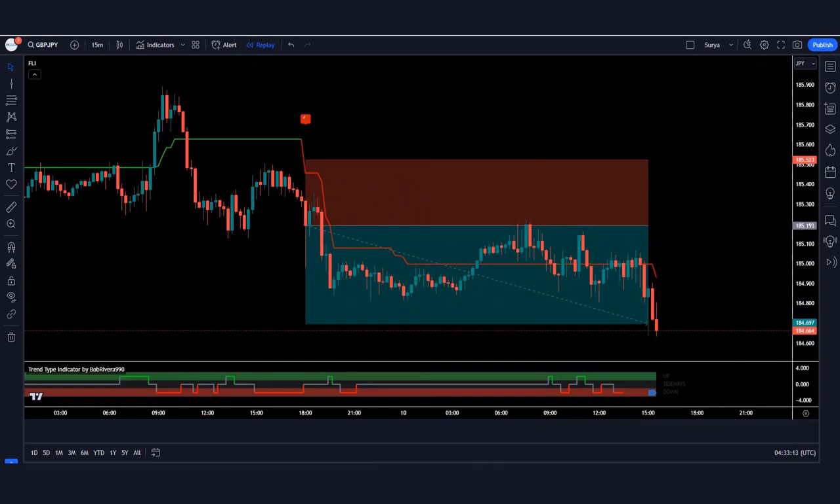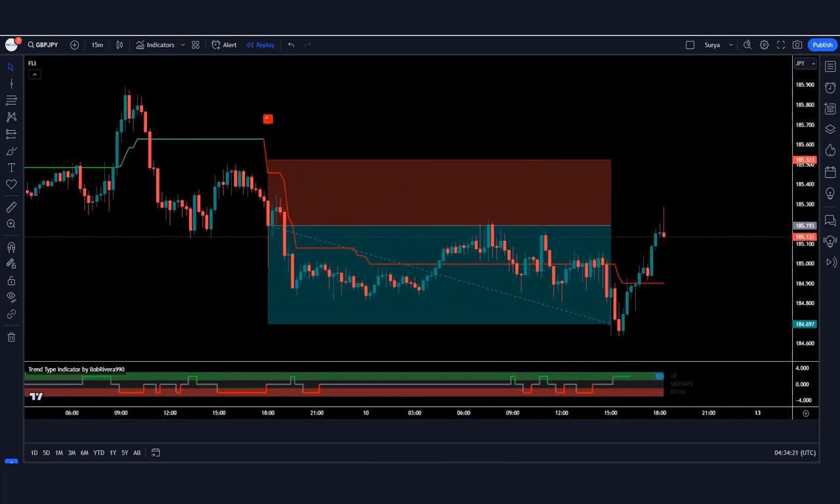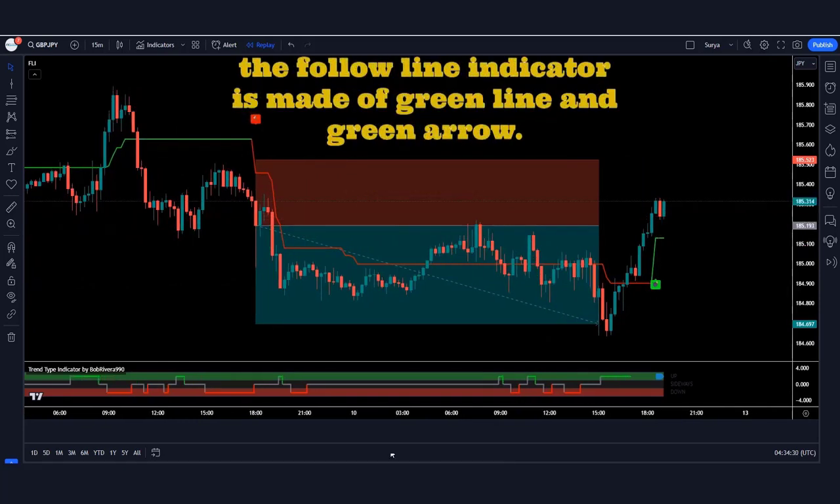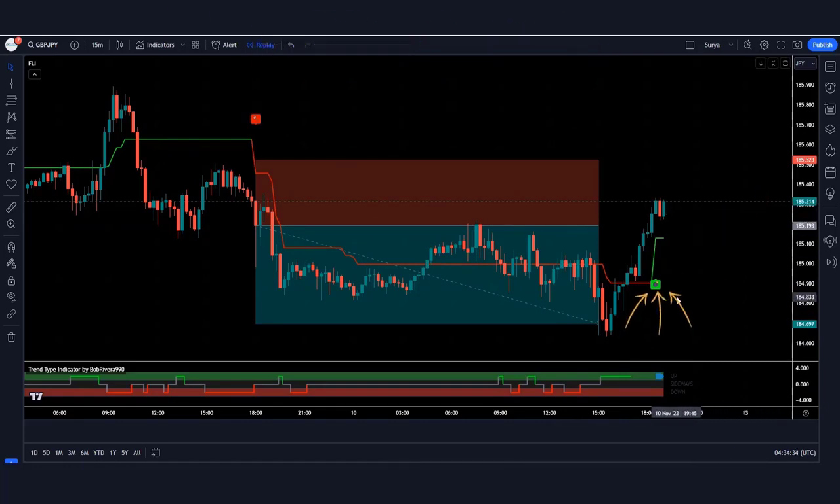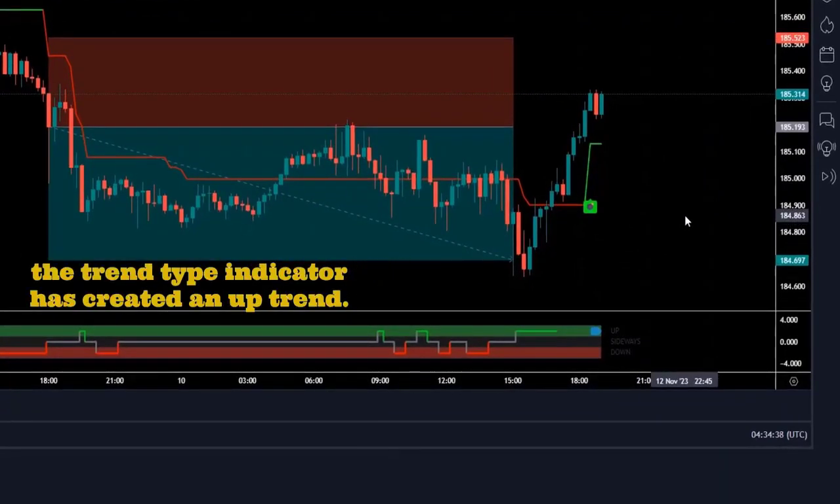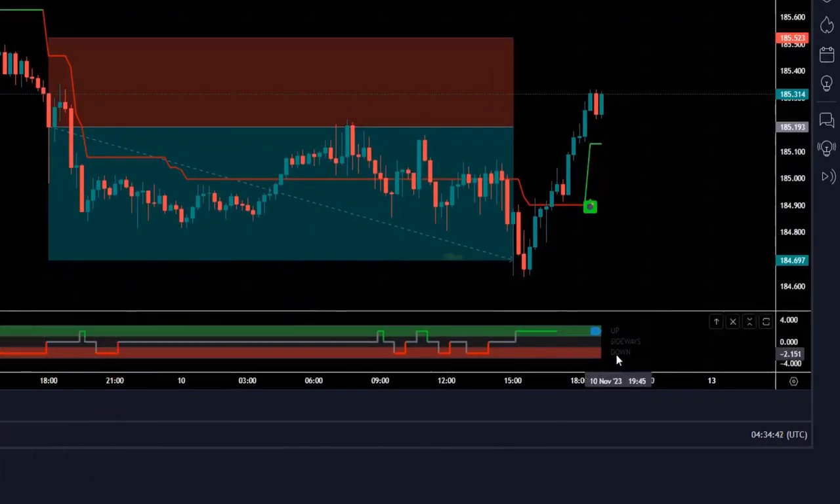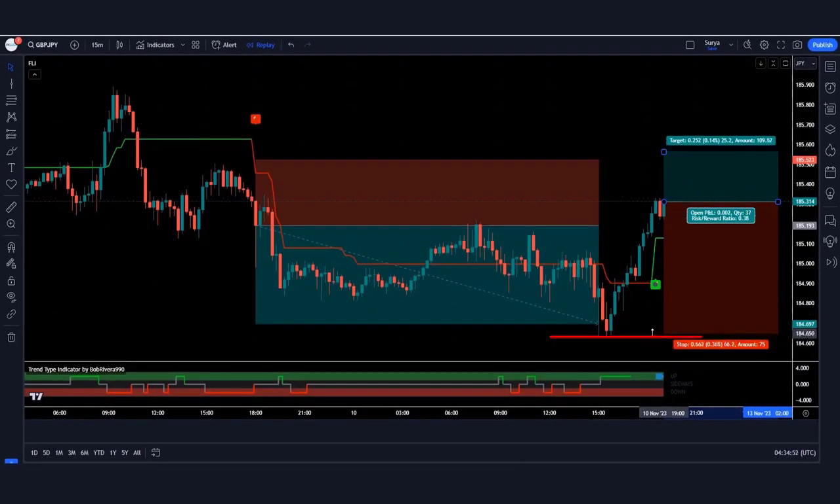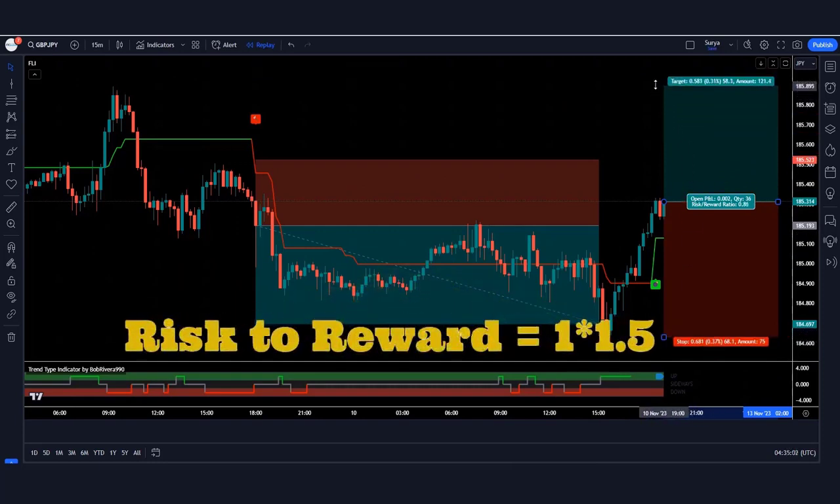I hope you have understood this trading strategy. Let's see the next trade. Here the follow line indicator is made of a green line and green arrow. And the market has made a bullish candle. And the trend type indicator has created an uptrend. If this condition is fulfilled, we will place a buy order. And stop loss will be kept at the last low. And the risk to reward ratio will be 1:1.5.